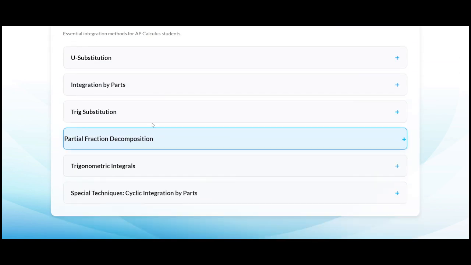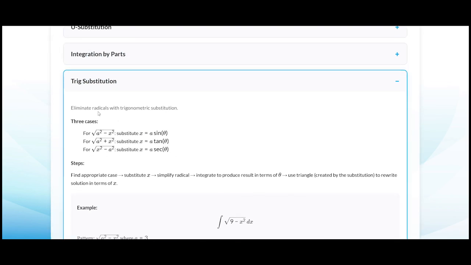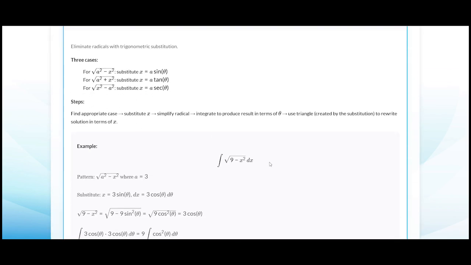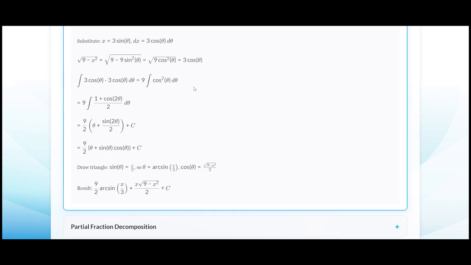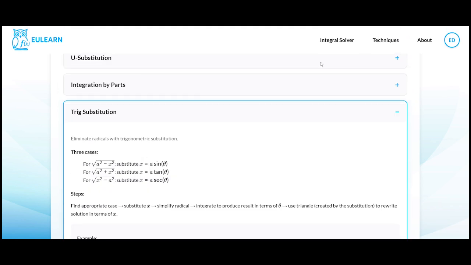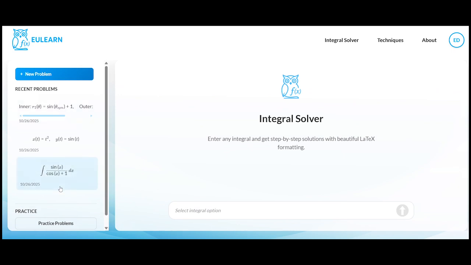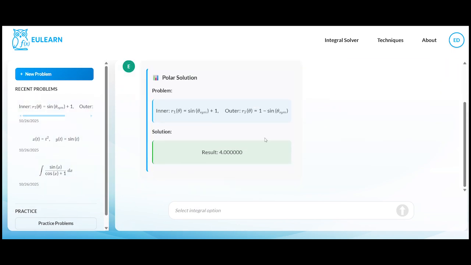We can go to the techniques page and scroll down to integration techniques. We can go to trig substitution. Here, we can see how to solve trig sub problems, and also can see an example problem. And we can apply this knowledge to our practice problem. Going back to the solver page, we can see that all three problems that we've done are now saved.